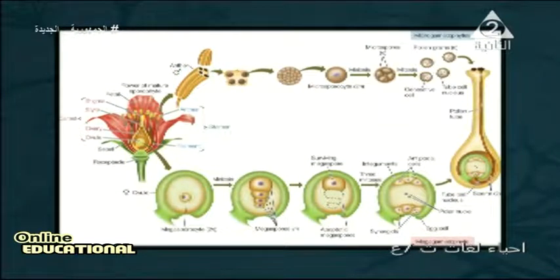When the anther opens, this is the male anther opening. When the anther opens, what happens? It forms the pollen grains which are found on the stigma, reach the pollen, or move through the pollen tube until they enter inside the ovule.